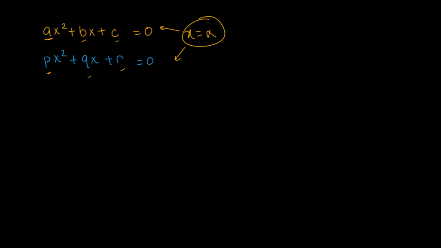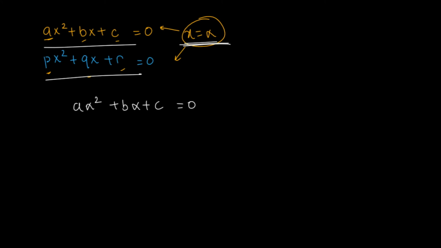So what we're given is the fact that x equals alpha satisfies both of these equations. Now, instead of focusing on what's not given, let's just try putting the given fact and seeing whether we can get something out of it. So what this means is that a alpha squared plus b alpha plus c is equal to 0. This is true. And the second one is that p alpha squared plus q alpha plus r is equal to 0. Both of these hold true.